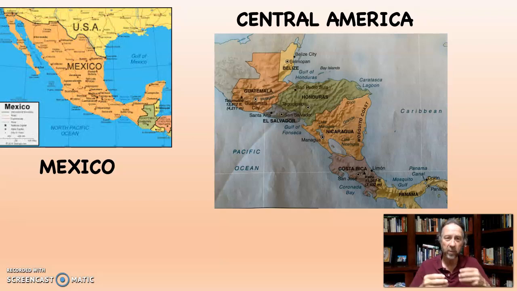So let's look at these 2 maps here. The one on the left of Mexico, notice that there's a 2,000-mile-long border with the United States. The second of our discussion boards is going to be about that 2,000-mile-long border. And then there's Central America with Guatemala and Belize and Honduras, El Salvador, Nicaragua, Costa Rica, and Panama acting as this land bridge between Mexico and South America.